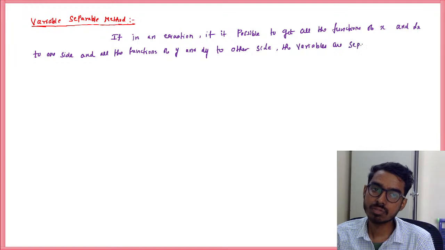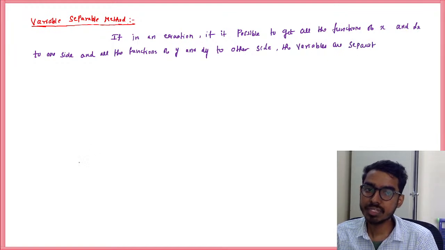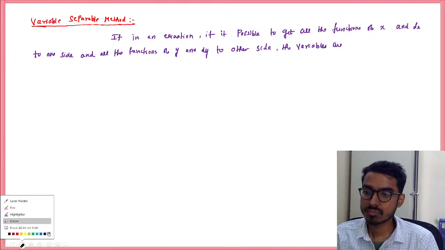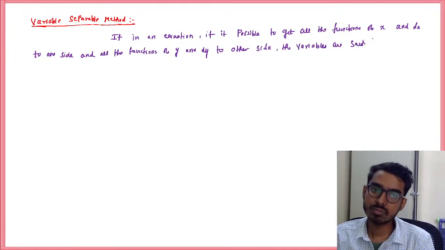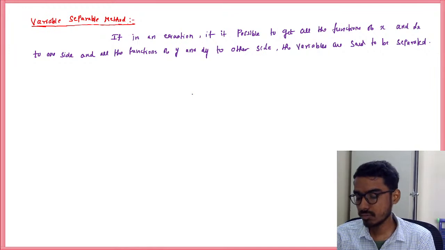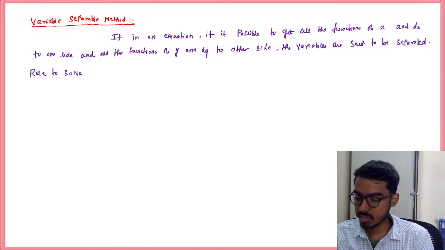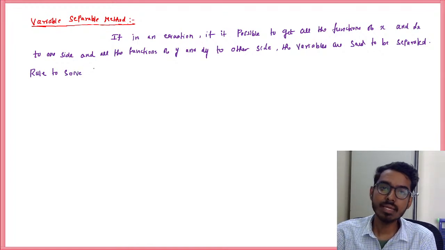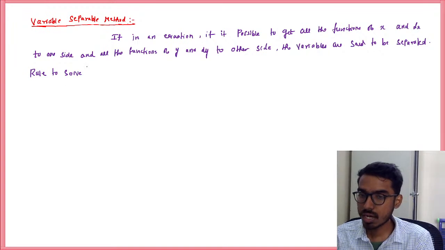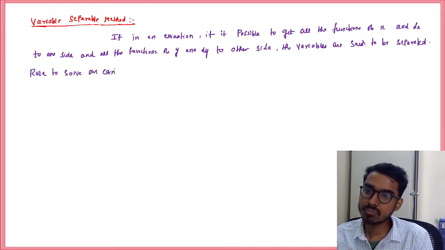Variables are said to be separated, right? Then we can use the variable separable method. So what is the rule? The rule to solve, after separating the variables, how you need to solve. So the rule to solve an equation in which variables are separated.